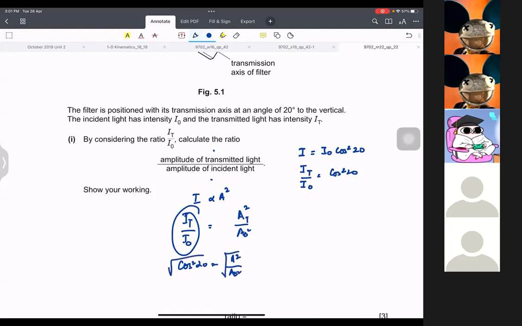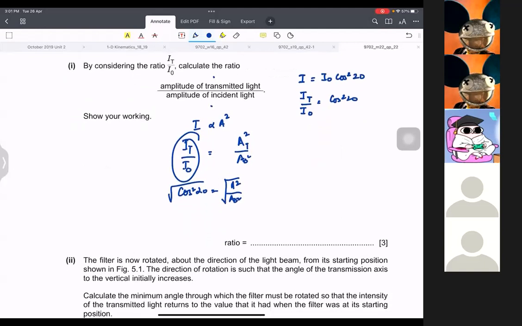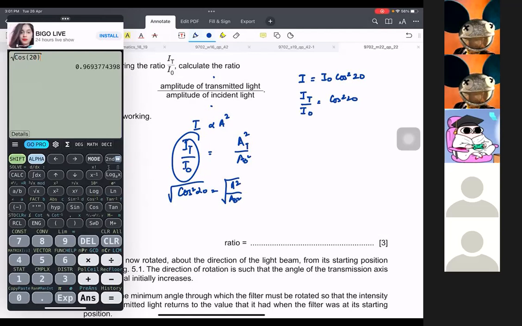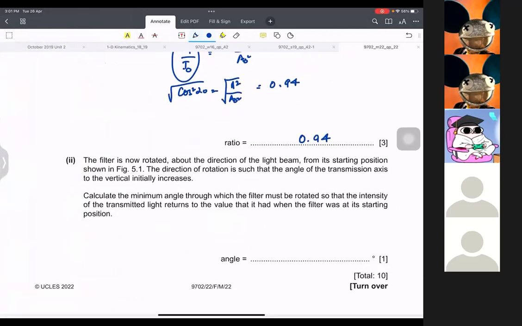And root. And this will be cos 20 and power square. So about 0.94. Pretty simple.